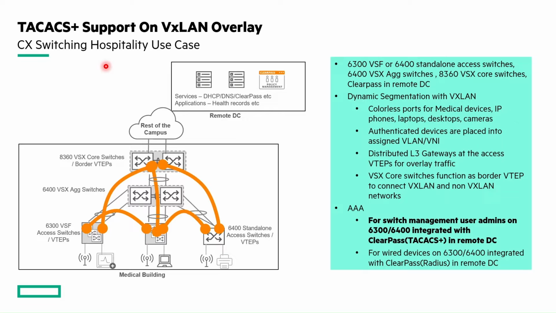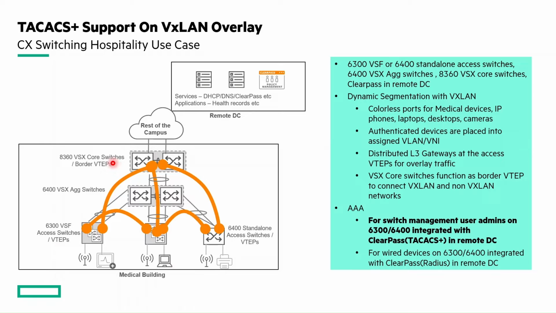Let's hear about the use cases. First comes the TACACS Plus support on VXLAN overlay. So consider a CX switching hospitality use case where there is a medical building connected to the remote DC. In the remote DC, there will be services: DHCP, DNS, ClearPass, and then there will be applications specific to the hospitality vertical. So in this medical building, we'll be using 6300 VSF as access switches and VTEPs, or the 6400 standalone as access switches and VTEPs.